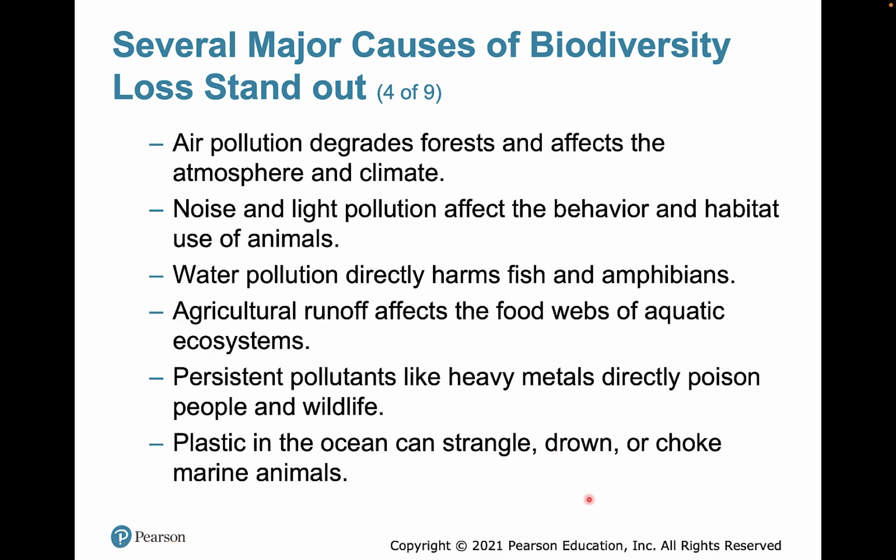We're going to talk about pollution, all this kind of pollution: air pollution, noise and light pollution, water pollution, runoff, which becomes water pollution. There are persistent organic compounds that stay within ecosystems and people that cause extinction. And then plastic in the ocean. We're going to talk a lot about all of these things down the line. So they're also reducing the habitat hospitality, for lack of a better term, and making it difficult for organisms to survive, which then decreases biodiversity.